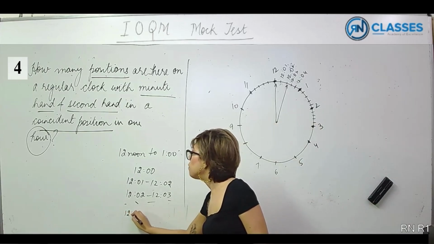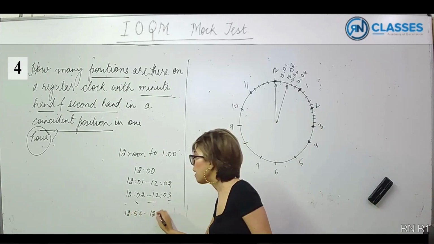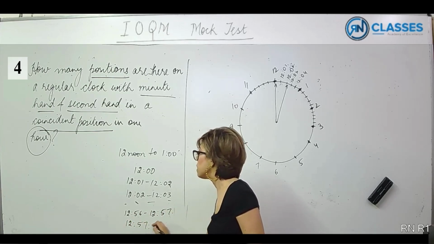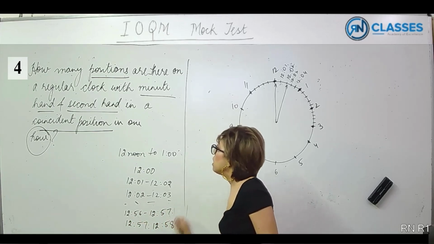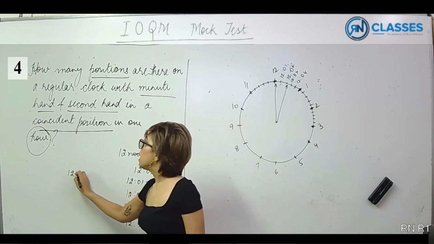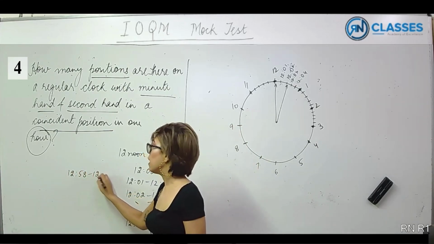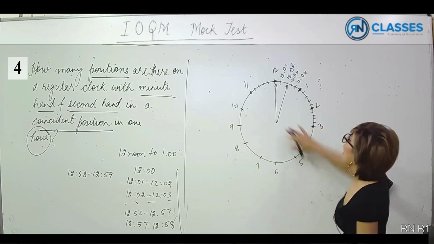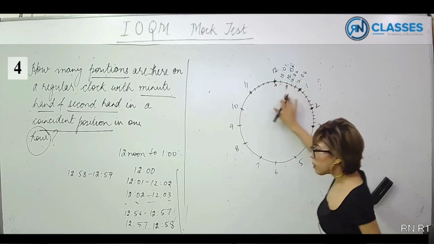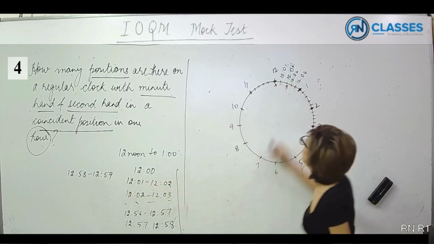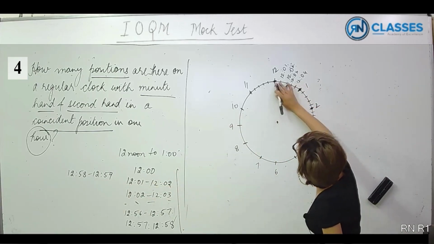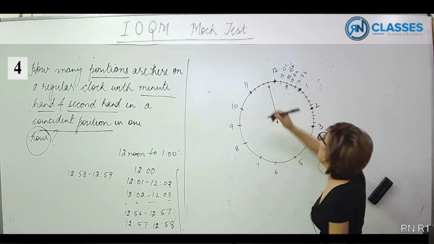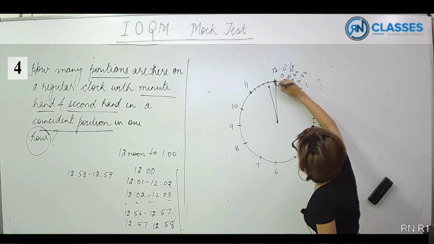I come to 12:56 to 12:57. Again, coincidence. Then we have 12:57 to 12:58, and then we have 12:58 to 12:59. Let me go to the extreme position in order to ascertain the answer. Now what happens at 12:59? Let's see, 12:59, my minute hand is here, right? And my second hand is here.